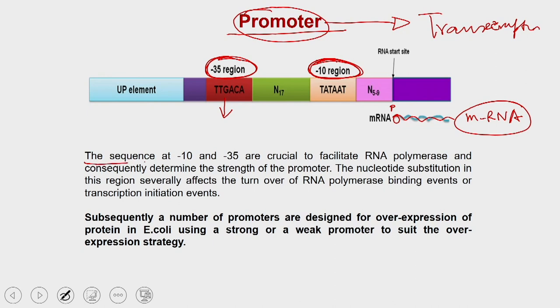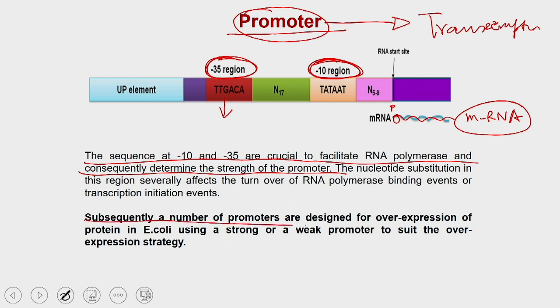So, the sequences at the minus 10 and minus 35 are crucial for facilitating the RNA polymerase binding. Consequently, they determine the strength of the promoter. It could be a strong promoter or a weak promoter. And if you play with the composition of the minus 35 region and minus 10 region, simply by switching the nucleotides or making mutations in the promoter, you could generate a strong promoter versus a weak promoter.